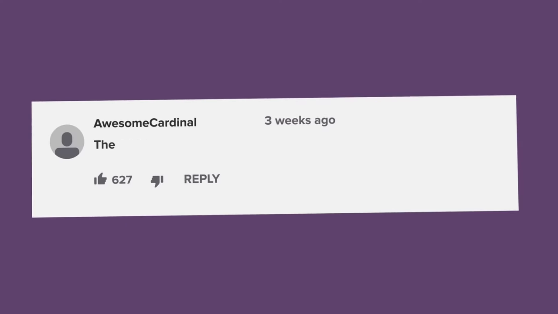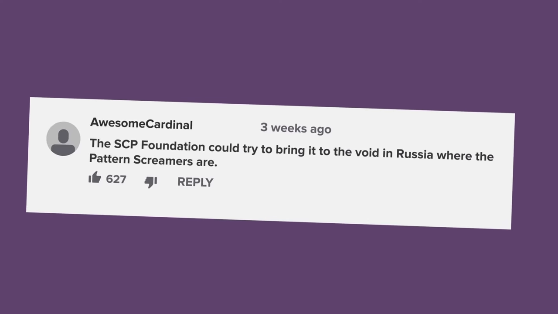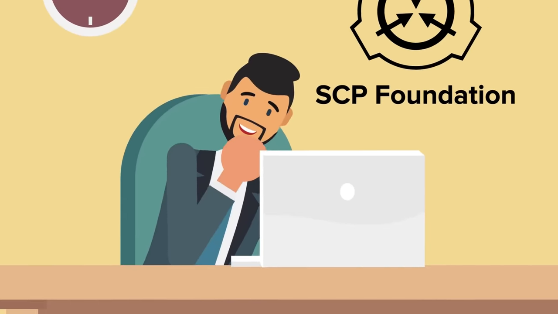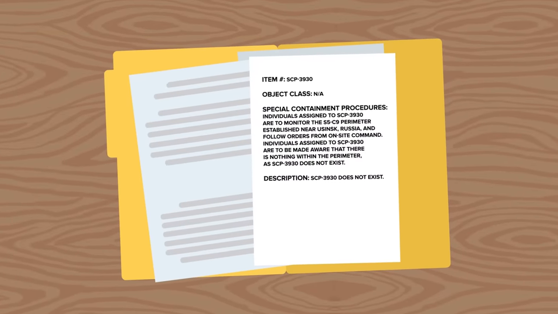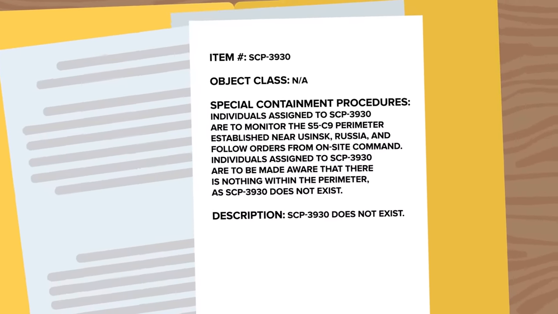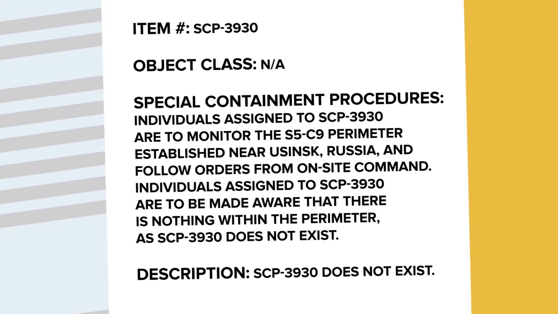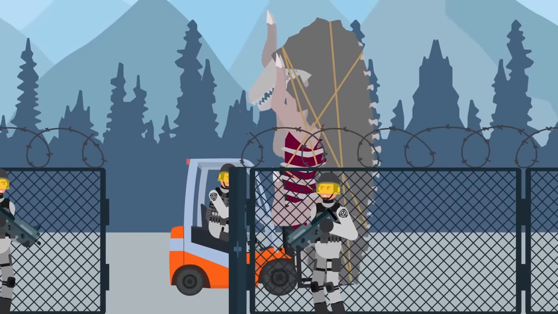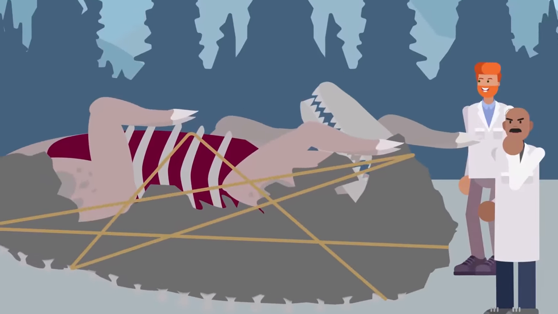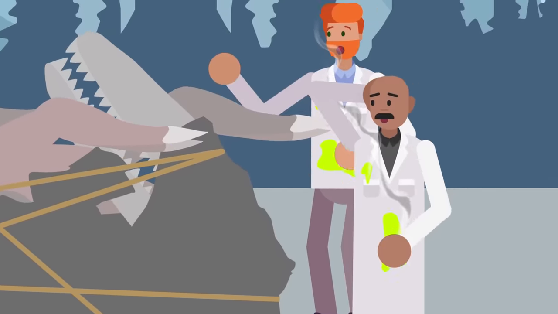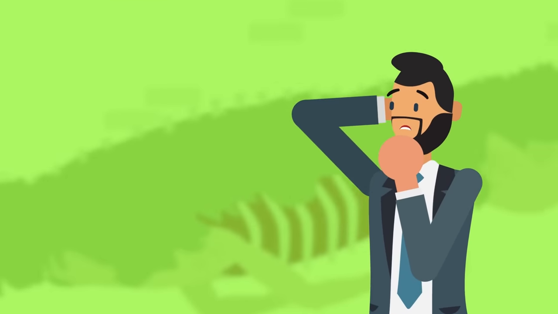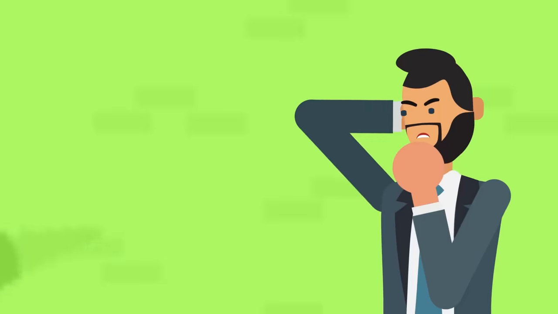Awesome Cardinal said, the SCP Foundation could try to bring it to the void in Russia where the pattern screamers are. This was a popular idea, and the Foundation actually tried this. The SCP being referred to here is SCP-3930, a big old pile of nothing in Russia that causes things inside it to stop existing. When they threw SCP-682 inside, it technically did stop existing. Despite this, it could still be perceived, and still cause the deaths of all surrounding researchers. 15 hours later, it just reappeared in its containment chamber, apparently totally fine. You can probably see why the Foundation is frustrated by this thing.